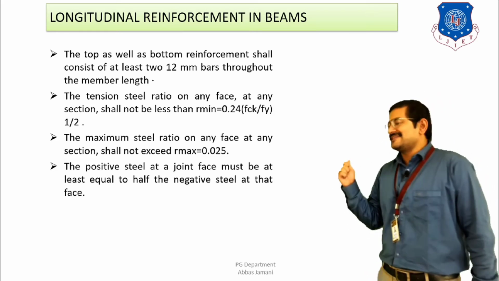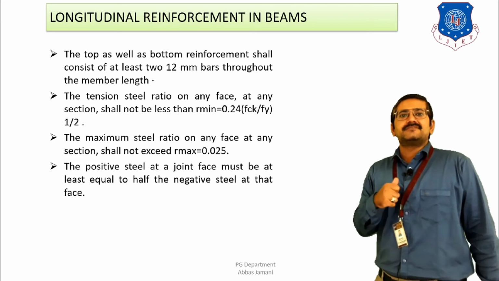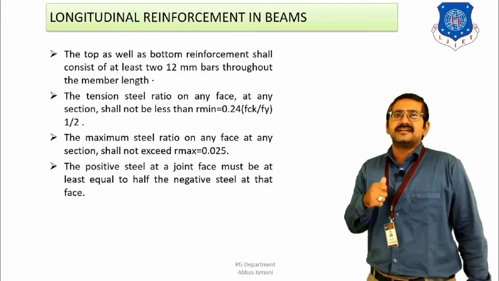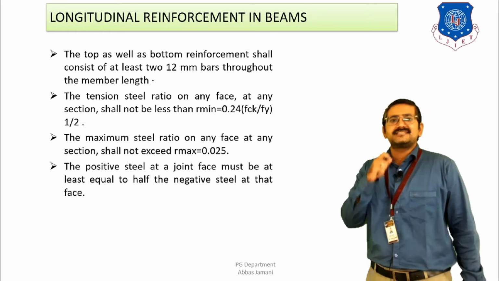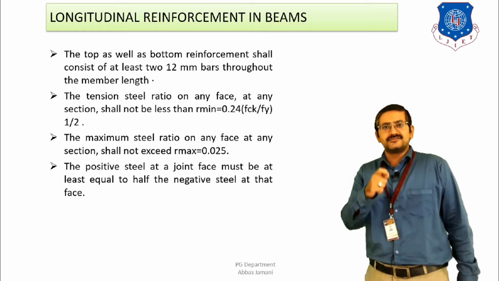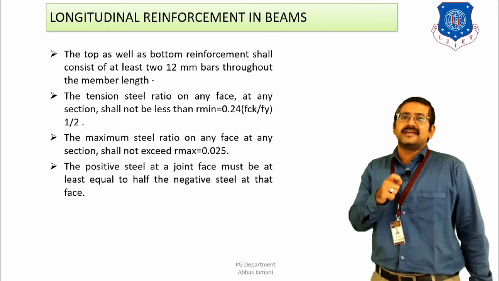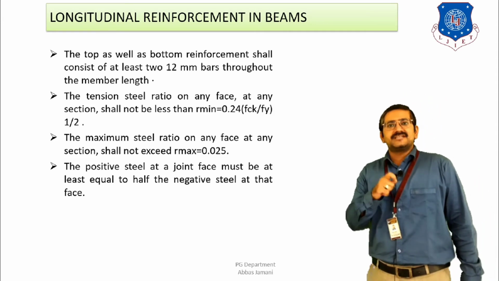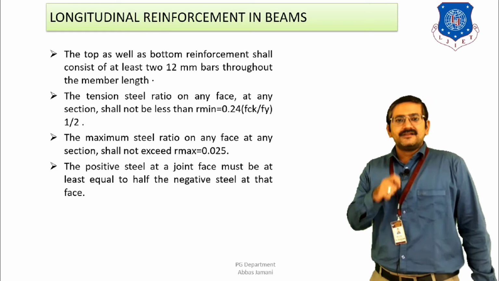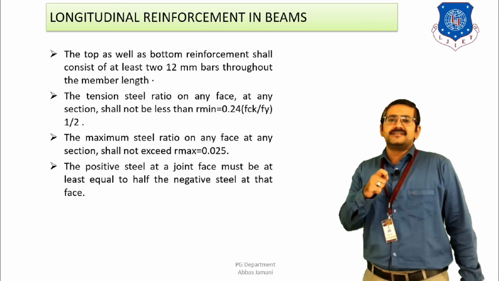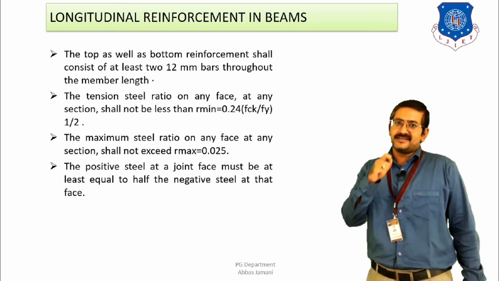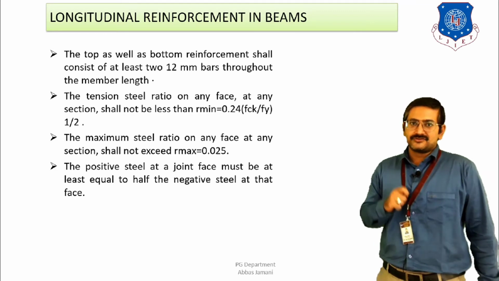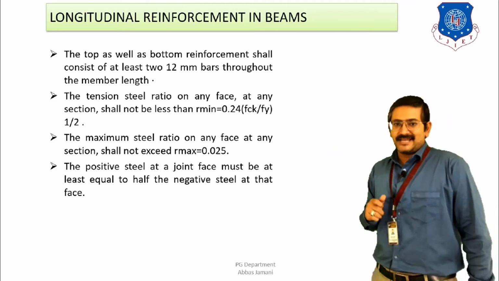Then the third guideline is that the maximum steel ratio should not exceed 0.025. That is, the maximum steel in horizontal beams should not be greater than 2.5%, right? And lastly, the positive steel at a joint must be at least half of the steel that is provided in the tension face at that particular joint, right? I will be explaining this in the next slide with the help of a sketch.